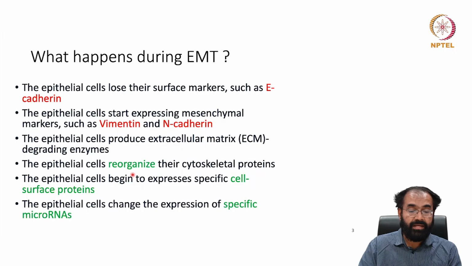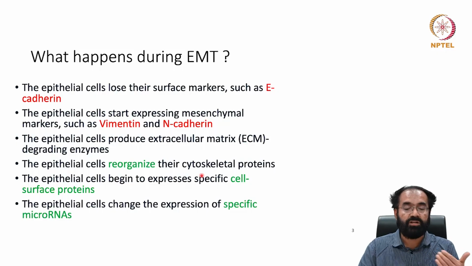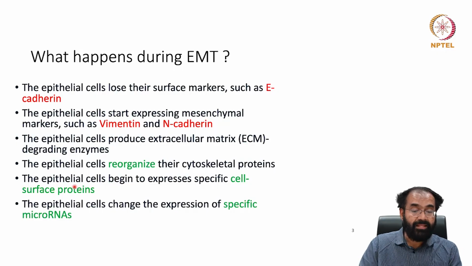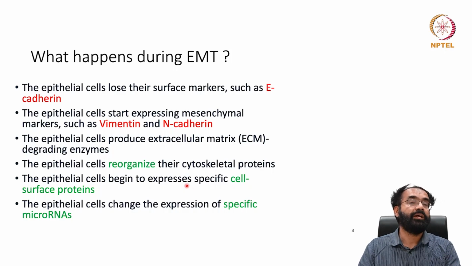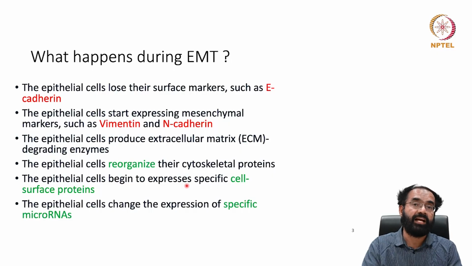The epithelial cells reorganize their cytoskeletal proteins, because to move they need to have a specific shape, normally a spindle shape, and the shape of a cell is decided by the cytoskeleton. So it cannot have the same epithelial cell specific cytoskeleton; it has to reorganize its cytoskeletal proteins. The epithelial cells also begin to express specific cell surface proteins, because they are going and interacting with a newer zone or newer niche, so they should be able to interact well. It is like going to the pole, where you will naturally carry heavy jackets. If you go to the polar region without a jacket, then naturally you will perish.